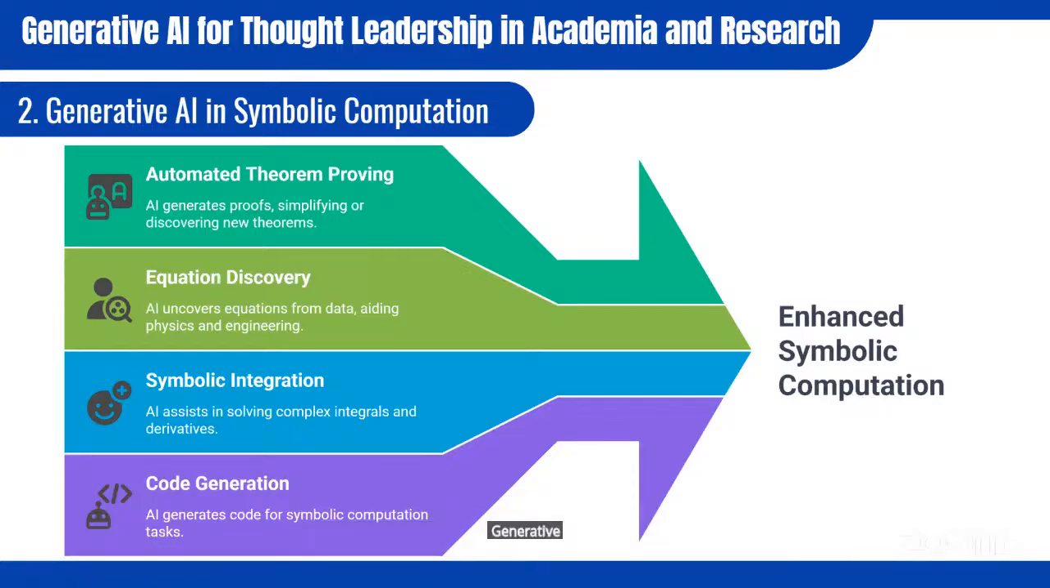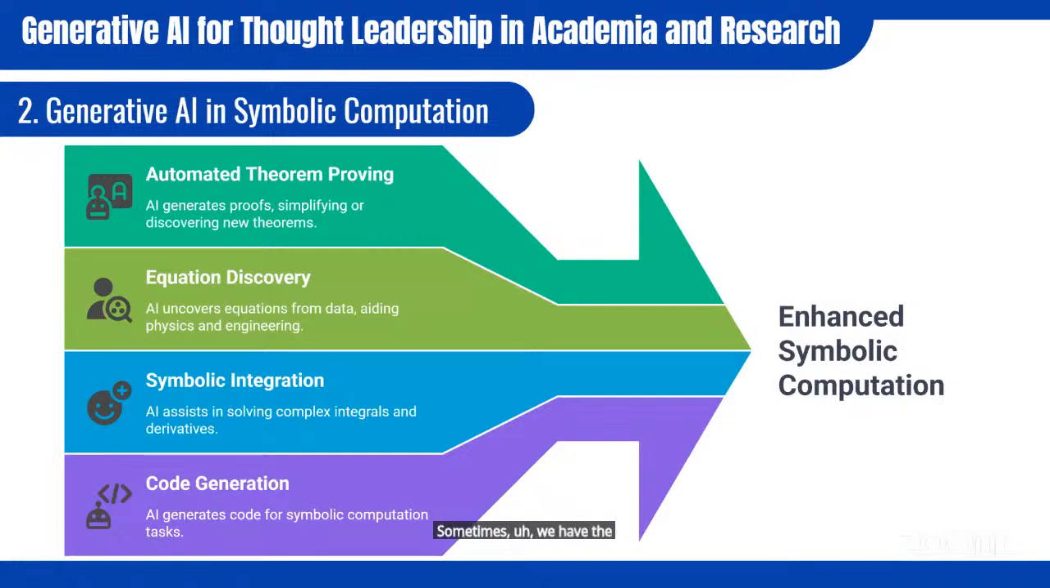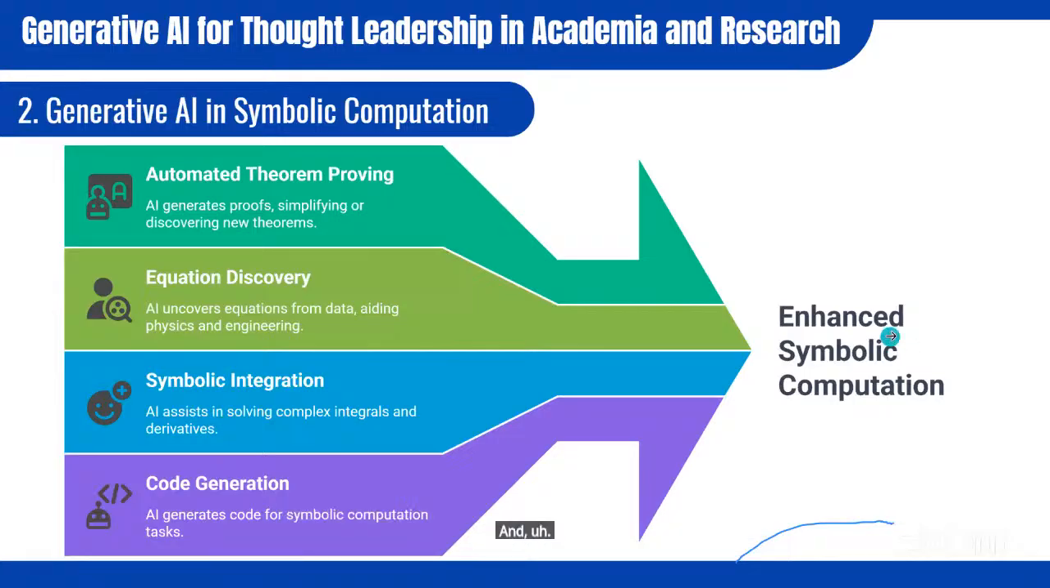Generative AI models can assist in solving complex problems like integrations and derivatives, which are often encountered in scientific and engineering calculations. And AI can generate code snippets in symbolic computing languages. Sometimes we have a mathematical problem and we need to generate the code for it, to symbolically solve the same. Okay, and I will demonstrate all these types of examples during the session, and this will help you.